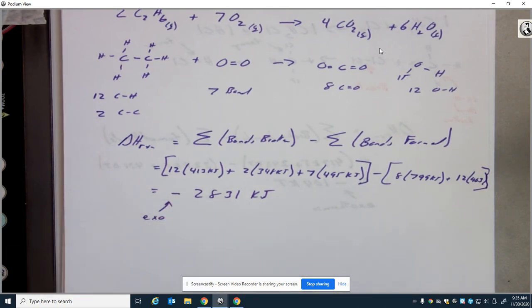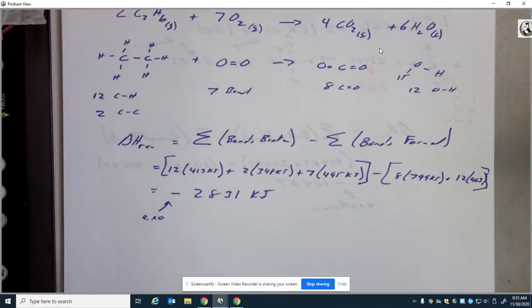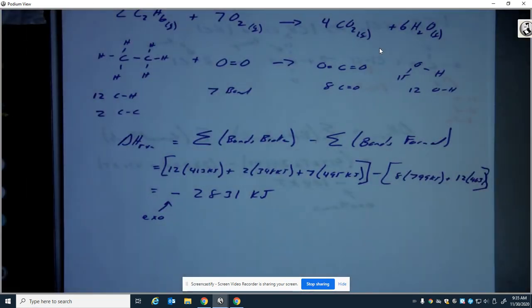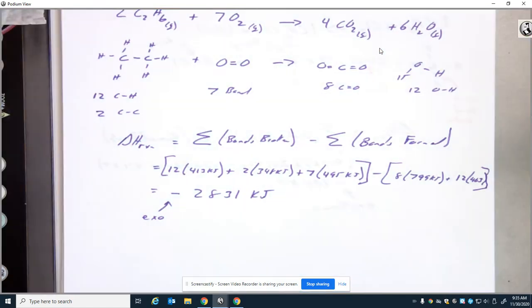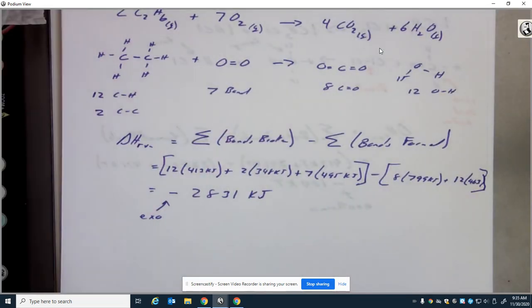Okay, we get a big number, so lots and lots of heat is released. So this is just another way of calculating that delta H, and it's using these bond enthalpies. Now, on the test, you'll have something like this, or you'll have a list of those bond enthalpies if I need you to do those calculations. Okay. All right, good.